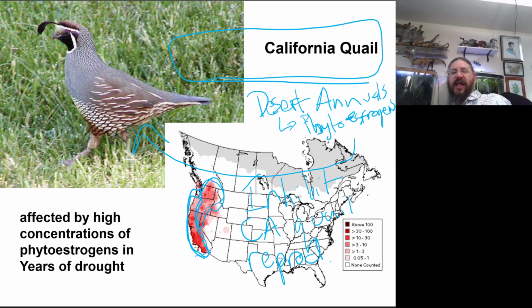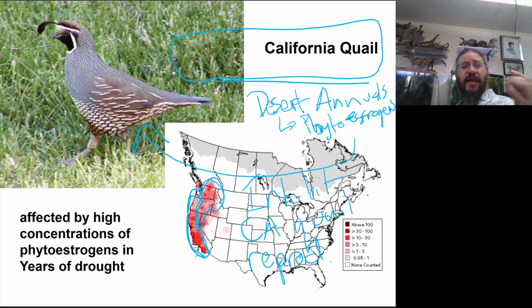This benefits the desert annuals in that there's not going to be a bunch of baby quail out there, multiplying the amount of animals trying to eat enough desert annuals to stay alive, right? So this is a great defense against herbivory for the desert annuals.